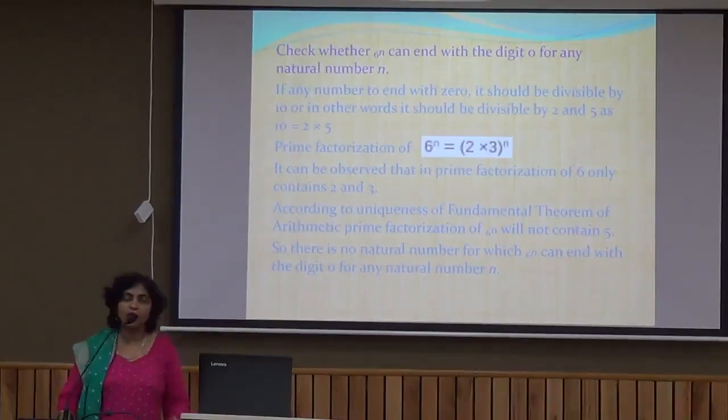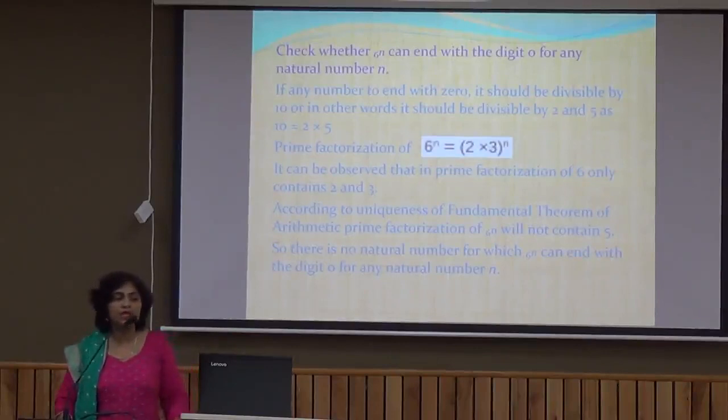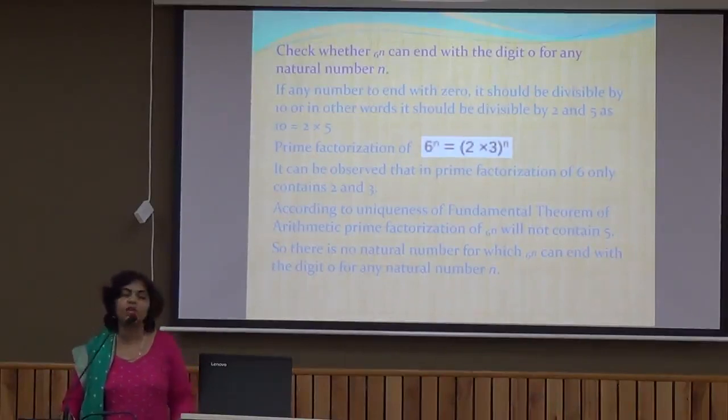But if we see our number 6 raised to power n, its prime factors are 2 into 3 raised to power n, or 2 raised to power n into 3 raised to power n. Prime factors of 6 are only 2 and 3. We do not have 5 as a prime factor, and by the fundamental theorem, we cannot have any other factors of 6. So 6 raised to power n cannot end with 0 in any case. You may take any natural number n, but 6 raised to power n will never end with 0.